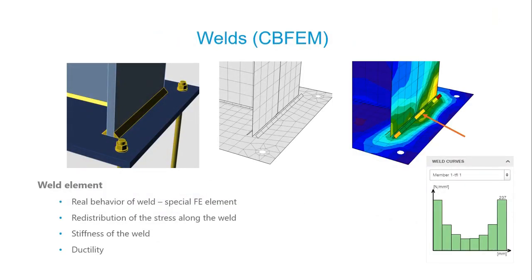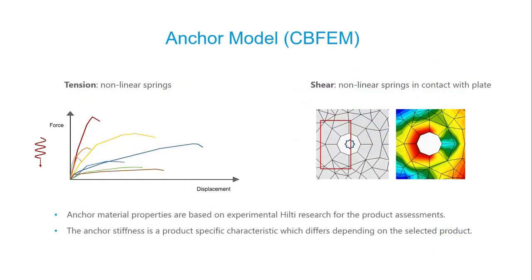Another component, welds. Weld has its own finite element model which respects geometry, ductility, and stiffness of the weld. One of the best features that CBFEM can offer you is distribution of the stress along the weld. So let's clarify it on this picture. You are able to investigate stress in each part of the weld. It's very useful. Then we have the anchor model.